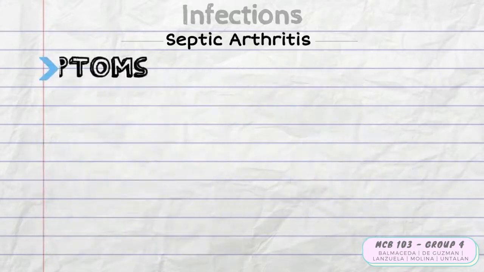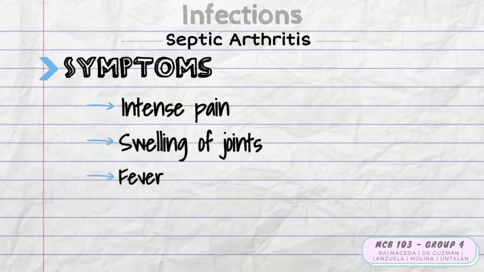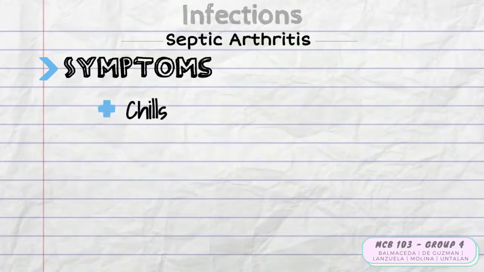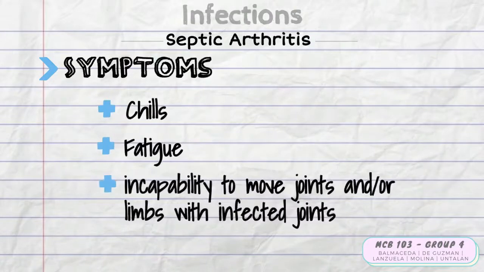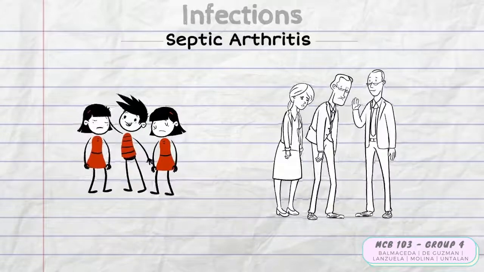Main symptoms of septic arthritis are intense pain, swelling of joints, and fever. Other symptoms may also include chills, fatigue, and incapability to move joints and/or limbs with infected joints. This infection is common among young children and the elderly.